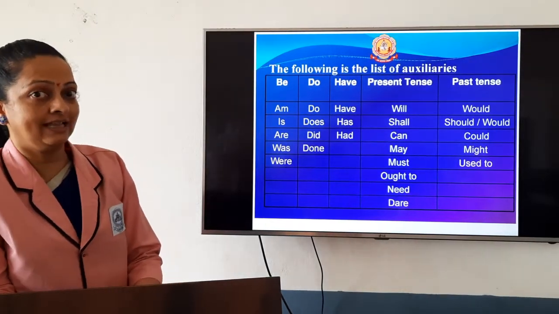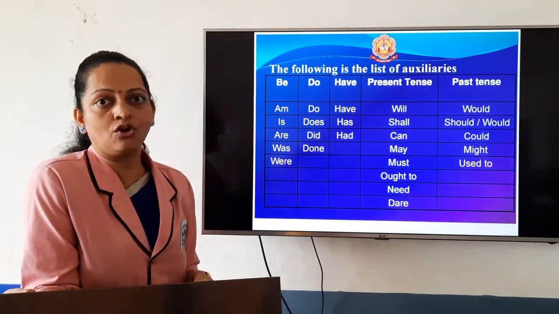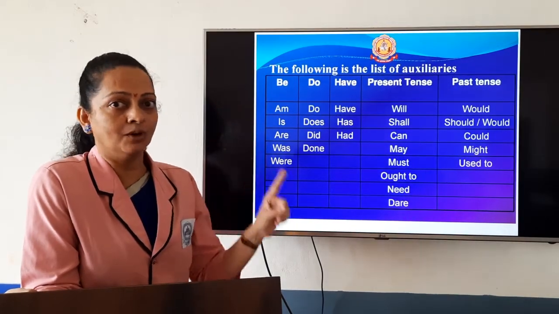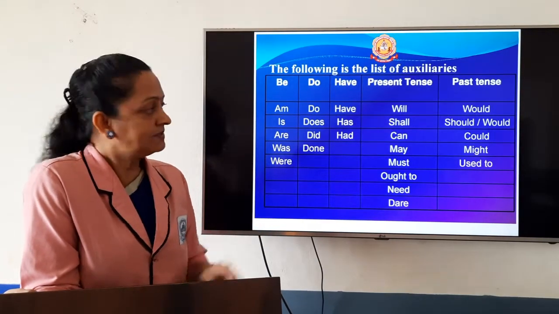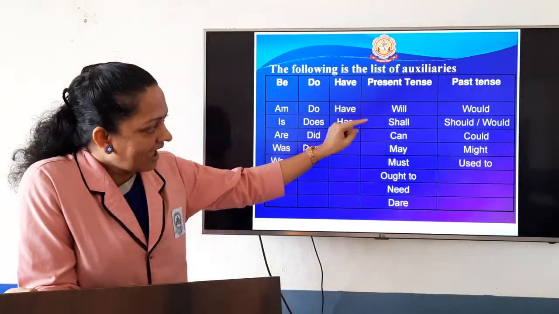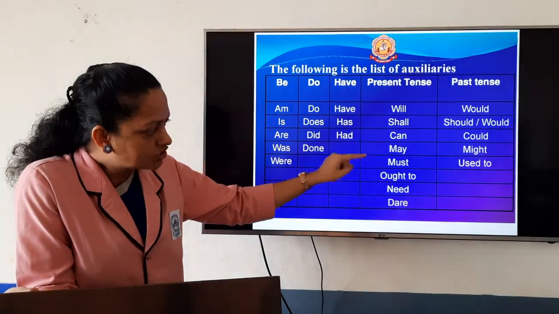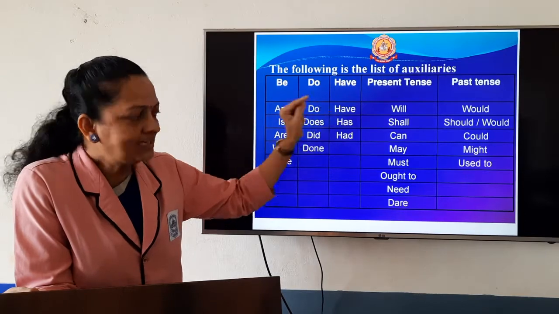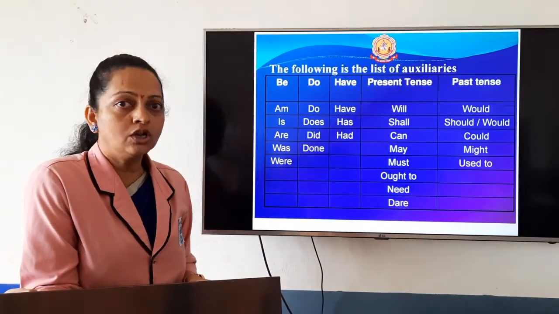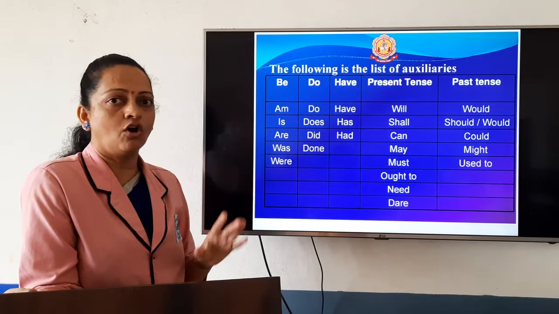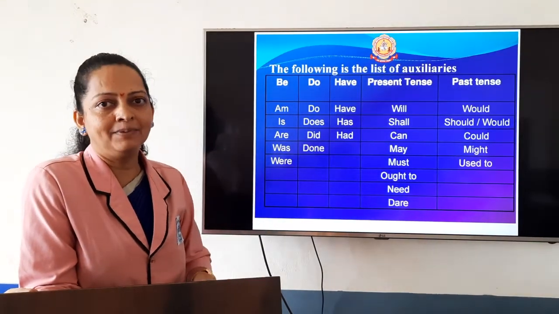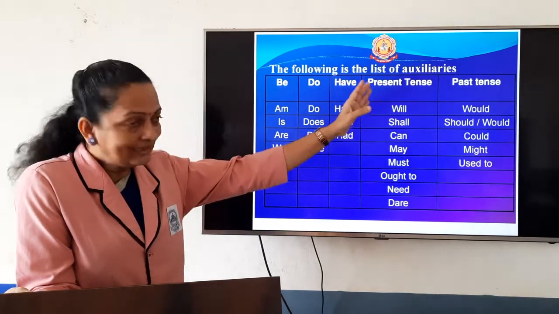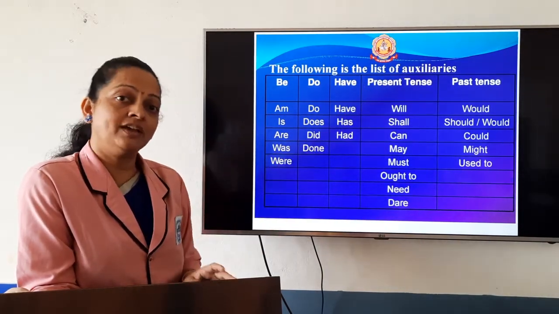What are those words? They are also called defective verbs because we cannot form the past participle, present participle and infinitive of these verbs. They are modal verbs. Which are those verbs? Will, shall, can, may, must, ought to, need, dare, would, should, could, might, used to. These are modal auxiliary verbs, which help main verbs to form tenses, moods and voices. So let's see all these modal auxiliary verbs in detail because we get lots of confusion.